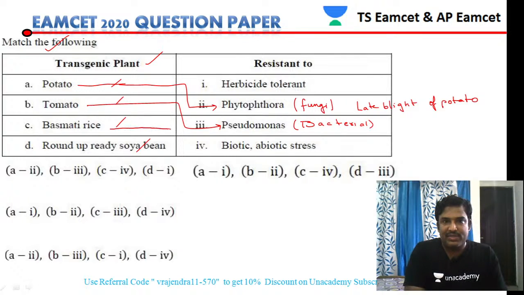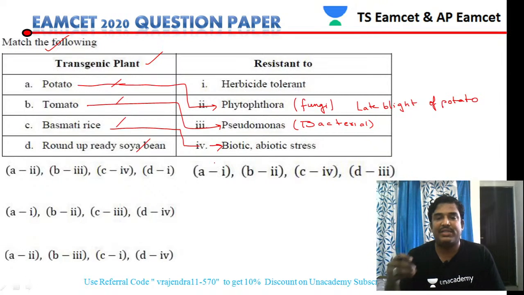Similarly, basmati rice is resistant to biotic and abiotic stress. And next, if you see the soya bean, Roundup soya bean, the soya bean is herbicide tolerant. So based on that, we have to identify the answer.